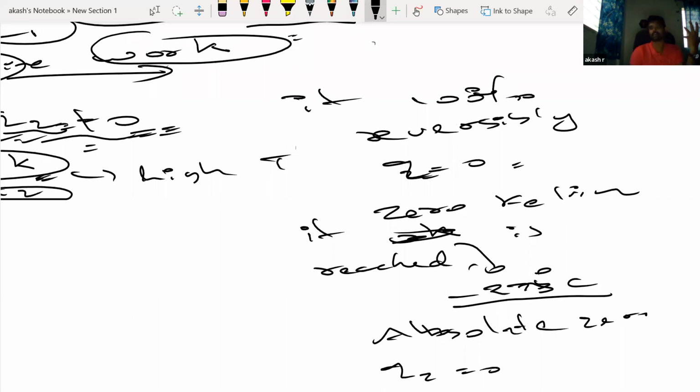Only if it is possible, maybe not on Earth. 0 Kelvin is not possible. Maybe not on Earth, not in the universe which we know. But maybe in some other universes, maybe it is possible.